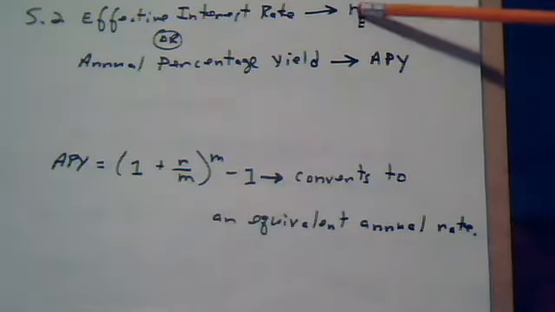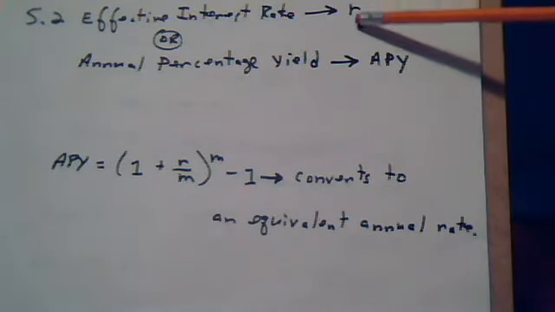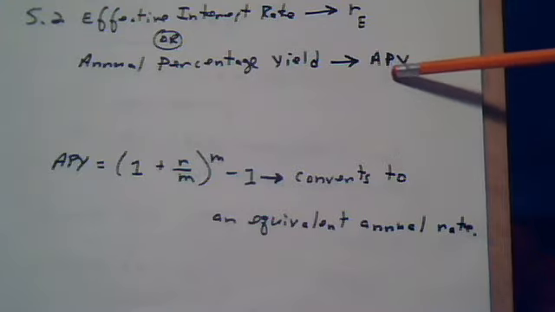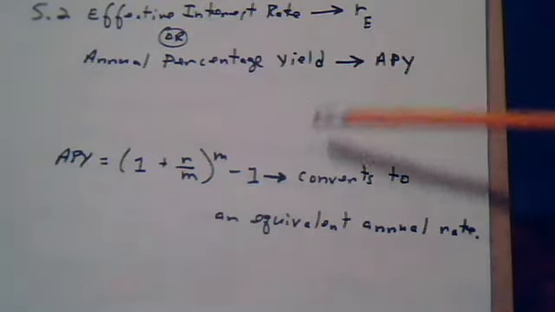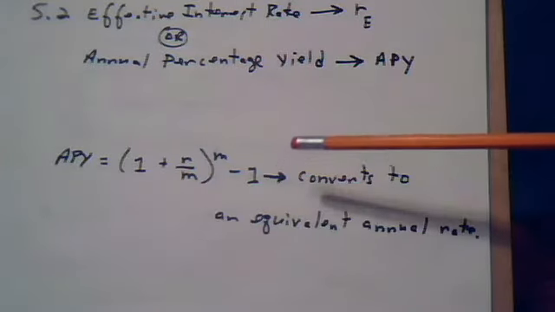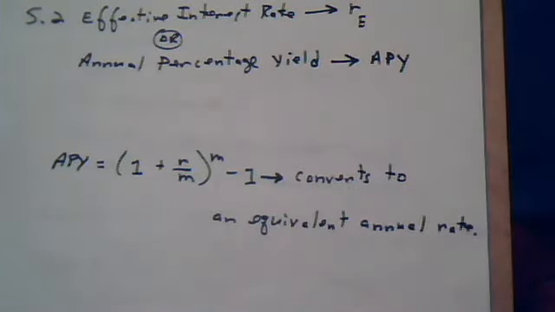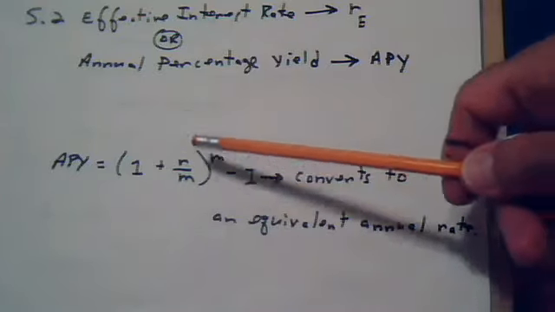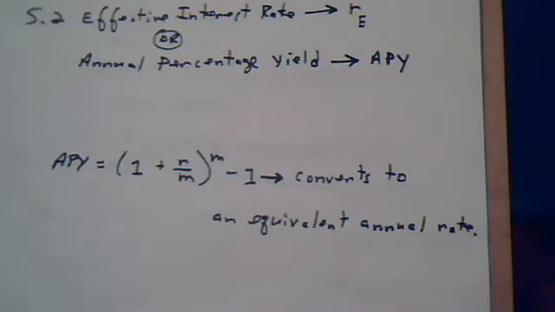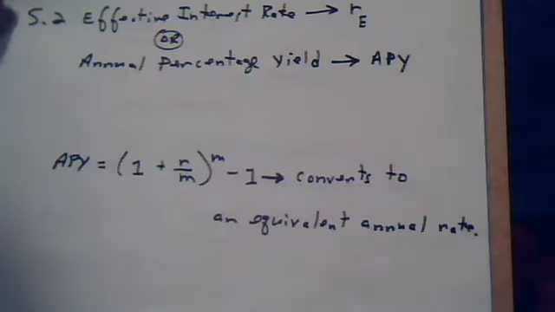Effective interest rate, this is a symbol for it, R sub E, or you could call it APY. They mean the same thing, annual percentage yield. What do we use this for? Well, you could compare different rates, different offerings from different banks, and see who's a better deal. What this formula does is you give it the R and the M, and it'll give you back as if it was an annual rate.